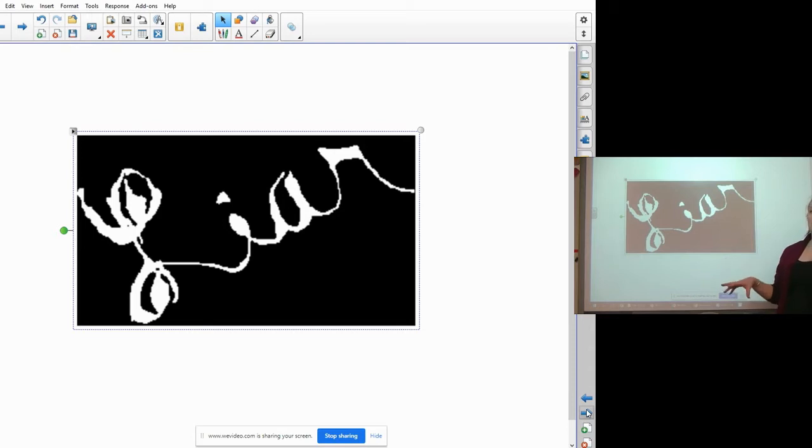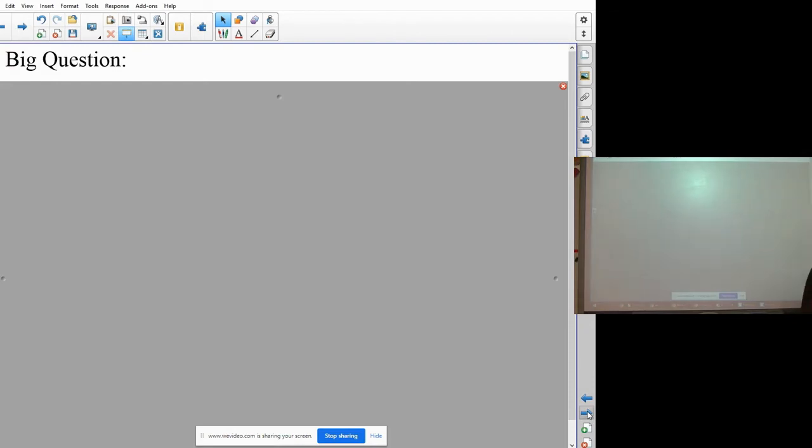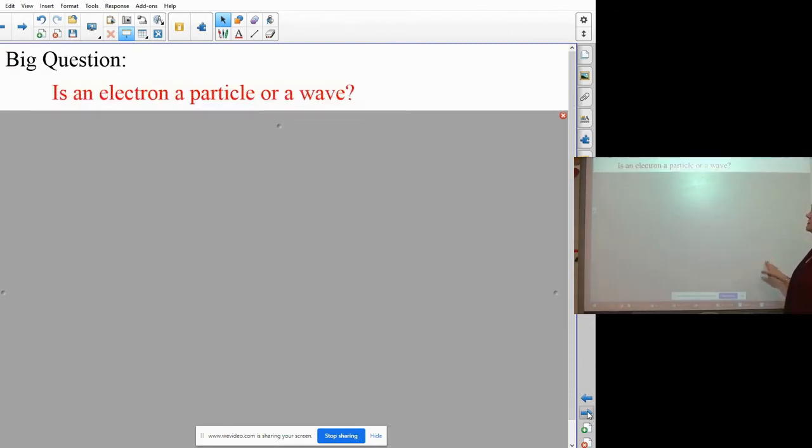So, but what we needed was everybody to look at the same thing and see something different. So what we have is a big question, and I want you to write this down in your notes. Is an electron a particle, or is an electron a wave? Because some of the data they were getting started to support that electrons might be waves of energy instead of particles of energy. And the answer to that question is yes.